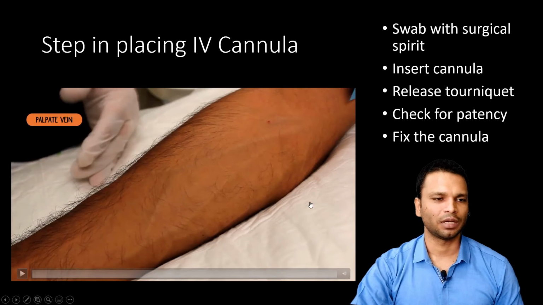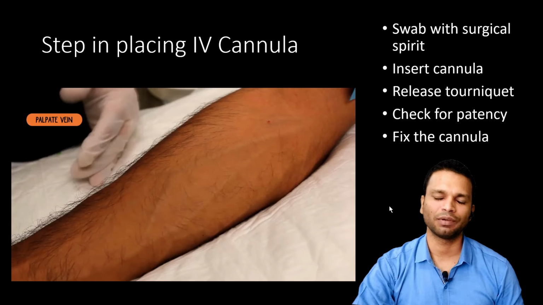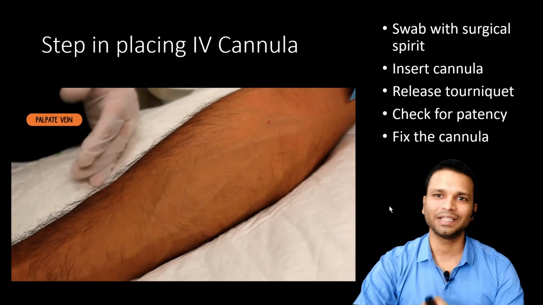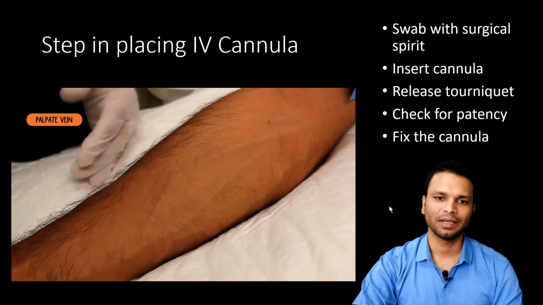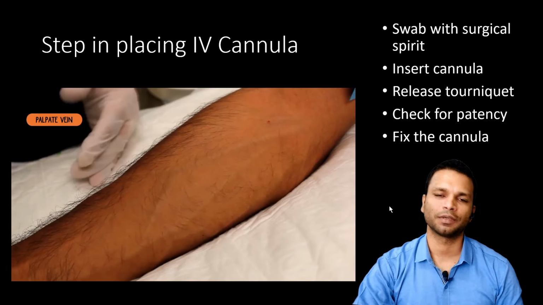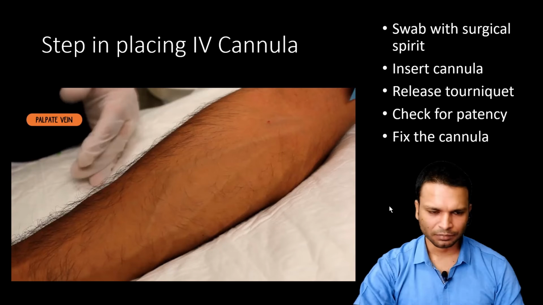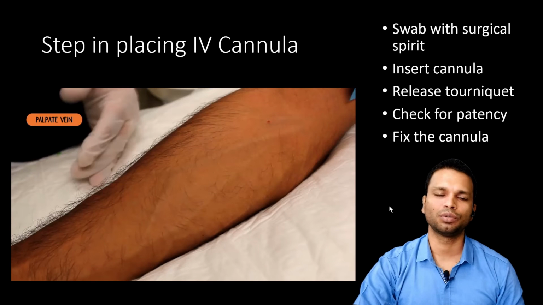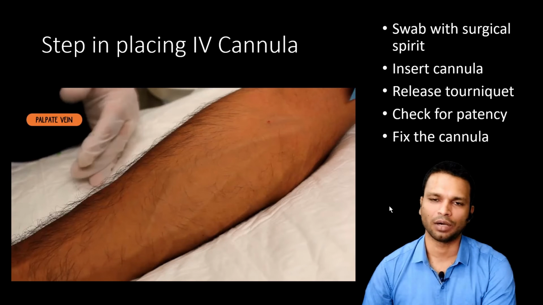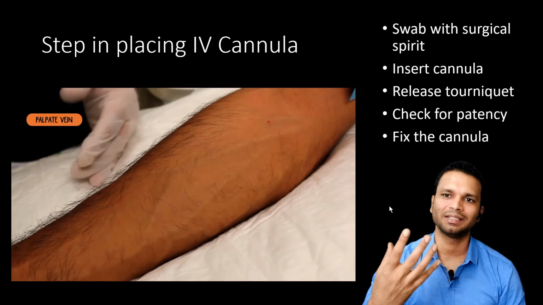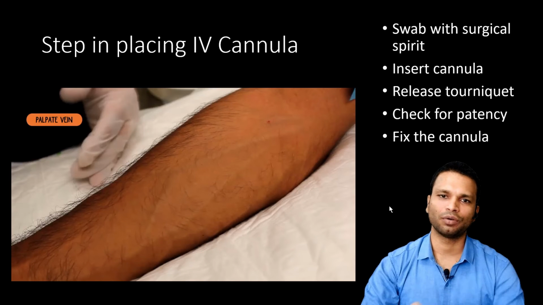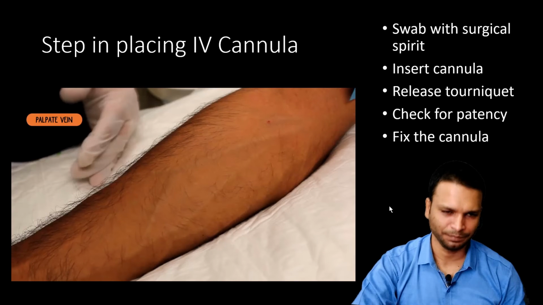Now we come to all the steps in placing the cannula. We've already talked about inflating the vein using the tourniquet. If you don't have a tourniquet, you can use a sphygmomanometer or a handkerchief. Another step that you can do to inflate the vein is hanging the arm down, asking them to clench and release the fist, and lightly tapping over the vein.